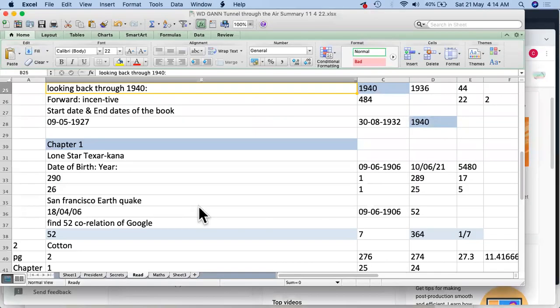We were last time trying to see about cotton. That cotton was there on page number 2 in chapter number 1, and after that the last time it had come on page number 276, chapter number 25. So again, if we go by the same formula of subtraction, we get 274, and here we get 24.